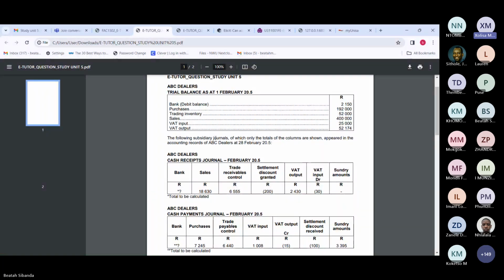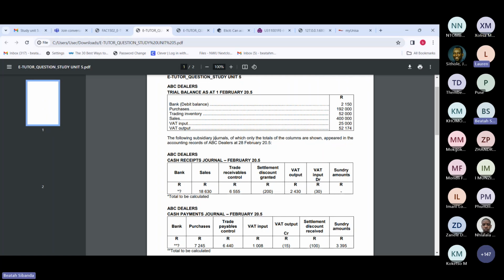And on the credit side, you're going to have two amounts. You're going to have a sales amount, which is excluding VAT, and then you're going to have a credit to VAT output. So anything that's going to affect your income statement will be exclusive of that. So that is why the sales amount is 14,000, right?